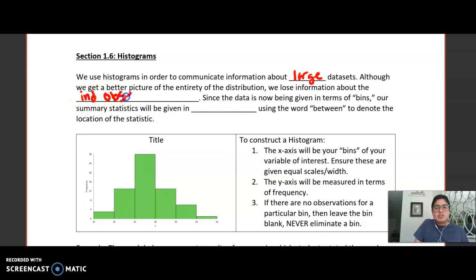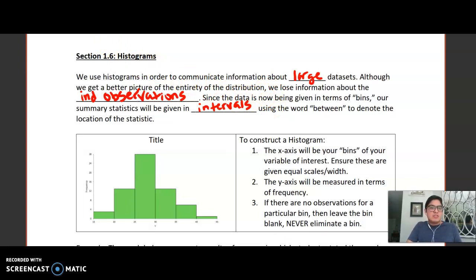And I'm going to just shorthand a little here. And since the data is now being given in terms of these bins or intervals, our summary statistics will be given in intervals, using the words between to denote that location of that statistic. So we're going to use words like approximately and between to account for this uncertainty.